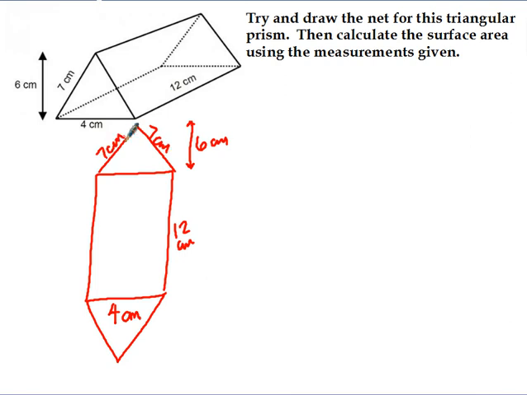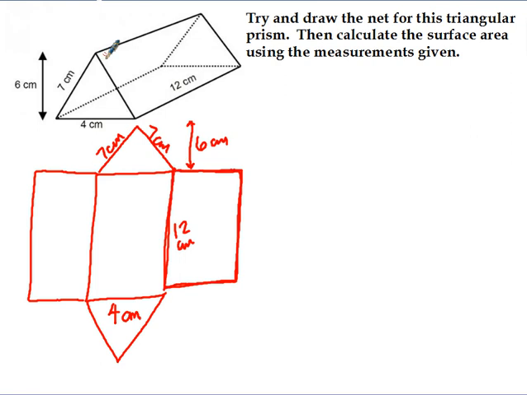Now I have to think about these rectangles. So this rectangle here is this rectangle here. So that's going to be 12 by 7 centimeters, because this side and that side are 7. So hopefully you can see how I got all of those dimensions.